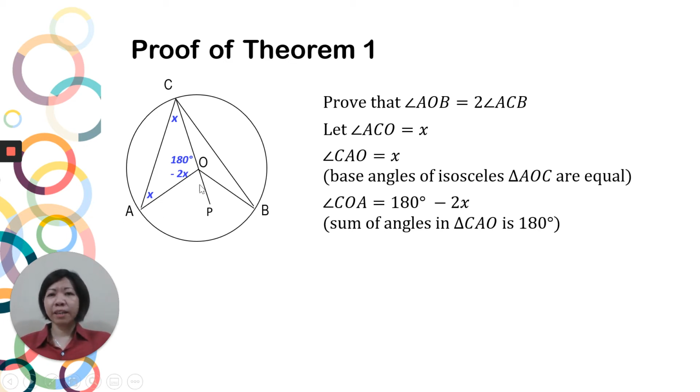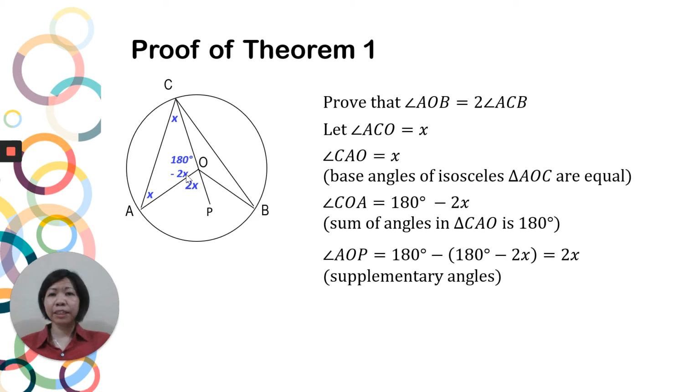And what about AOP here? AOP and COA add up to a straight line. So, utilizing supplementary angles, you can calculate the size of angle AOP, which is 180 degrees minus the size of angle COA. You will get 2x there. Now, let's use exactly the same principle, but on the other triangle. If, let's say, the size of this angle in red is equal to y, can you do something similar to find the size of angle BOP? Yes, I'm sure you could do that.